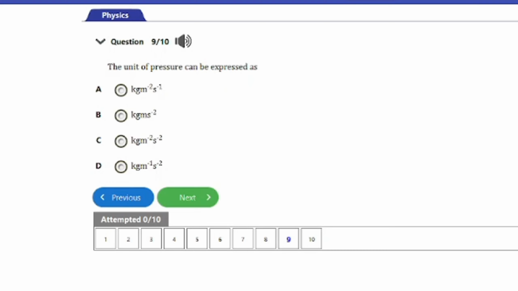So we have question number 9 here. It says, the unit of pressure can be expressed as A, kilogram per meter square per second. B, kilogram meter per second squared. C, kilogram per meter squared per second squared. And D, kilogram per meter per second squared. So guys, actually the answer to this question is option D, kilogram per meter per second squared. So let's go ahead and consider the next and last question, guys.